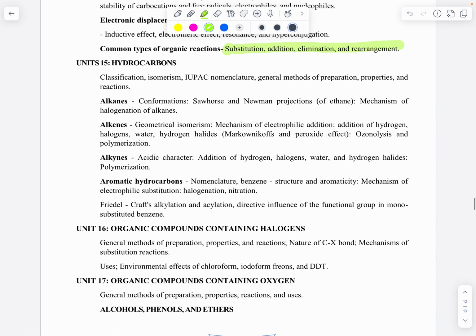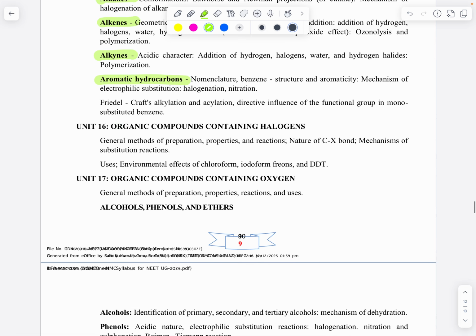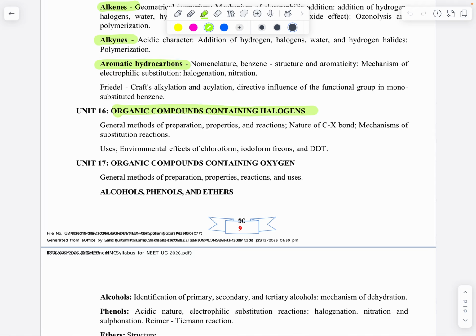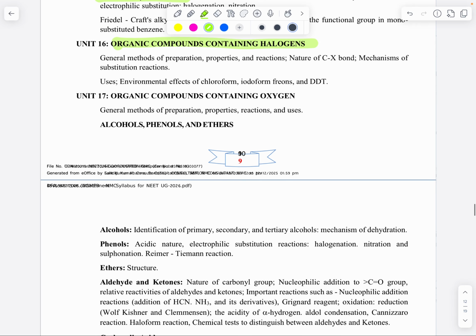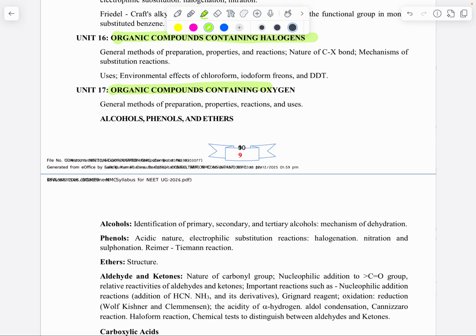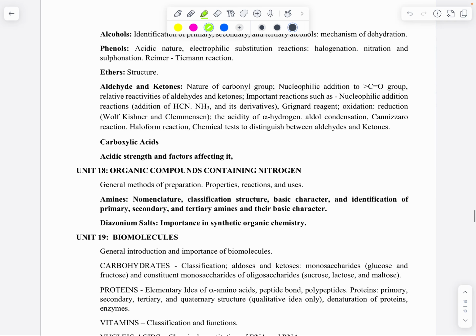The next is hydrocarbons. It includes alkanes, alkenes, alkynes, and aromatic hydrocarbons. The next is organic compounds containing halogens, that is haloalkanes and haloarenes. This is also a very important chapter. The next is organic compounds containing oxygen. The chapters included in this unit are alcohols, phenols, and ethers.